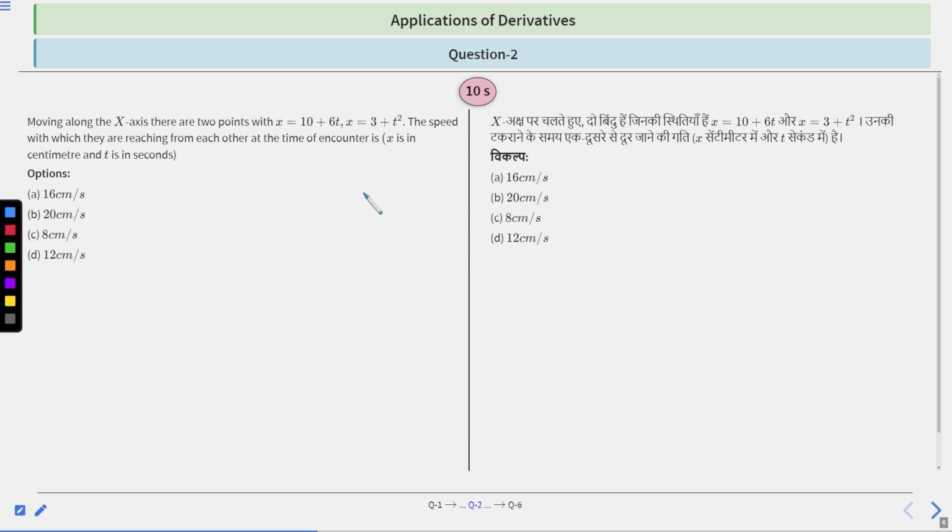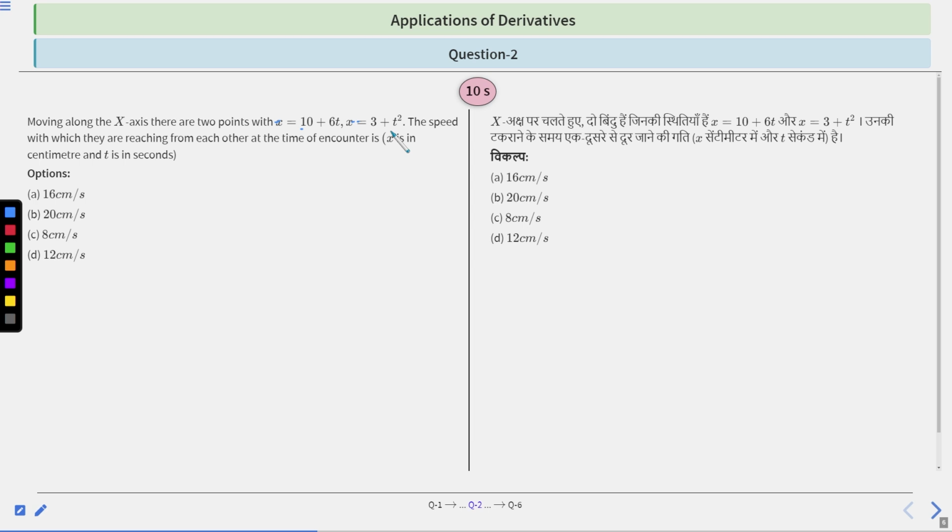Now, we have to find the speed with which they are moving relative to each other. That means v2 minus v1. And what is v1? v1 is dx/dt for this case, and v2 is dx/dt for this case. We will find the relative velocity at the time when 10 plus 6t will be equal to 3 plus t square. So this concept we will apply.